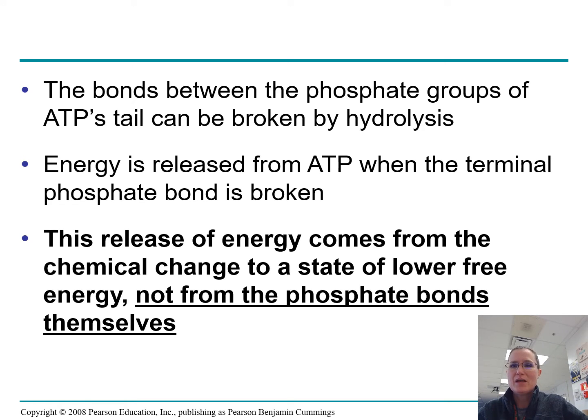And so we can make ADP, diphosphate, and then an inorganic phosphate. We can also make AMP, adenosine monophosphate. It doesn't happen very much. It takes a lot more energy to break that bond, and so it's not really worth it. But it is a thing, and we'll talk about it in the next unit.